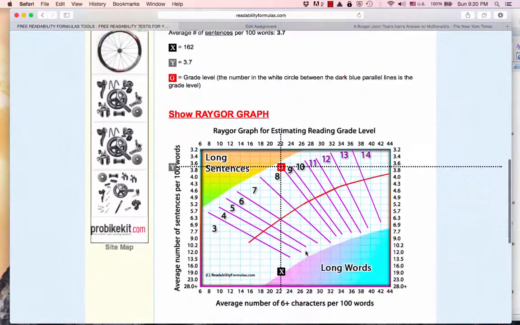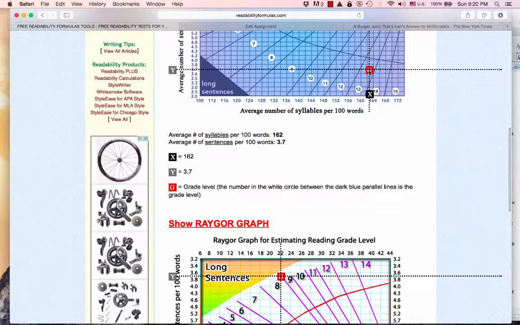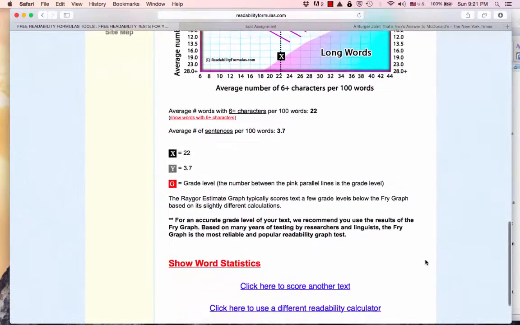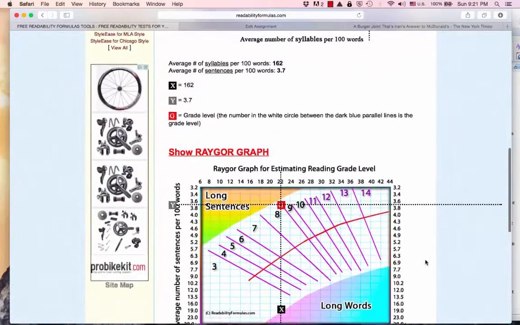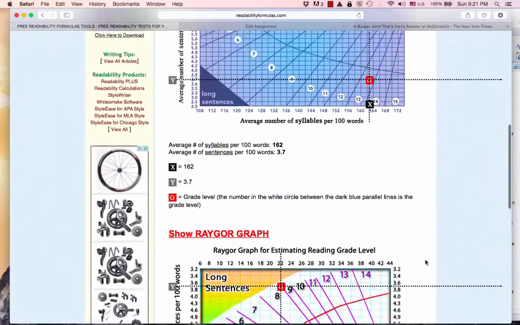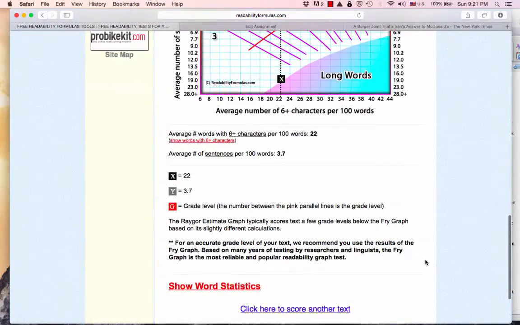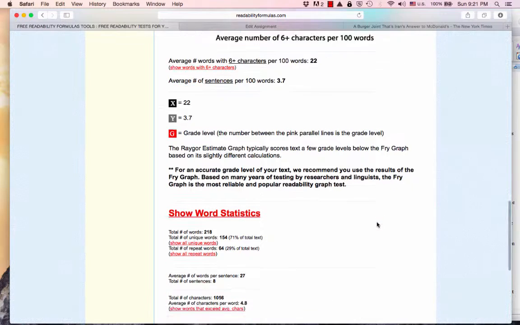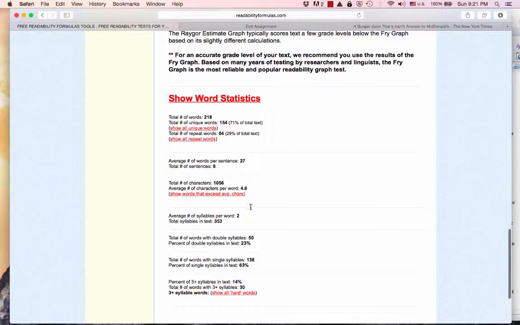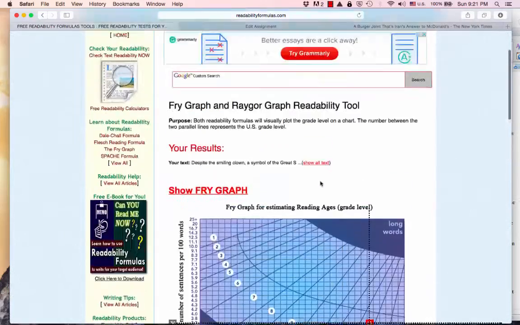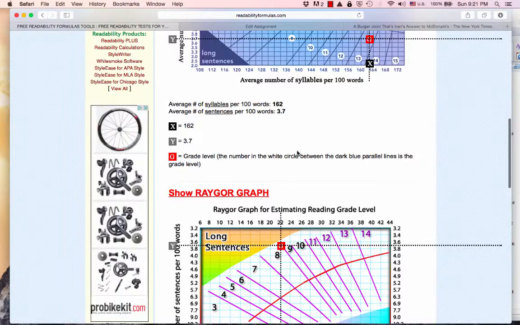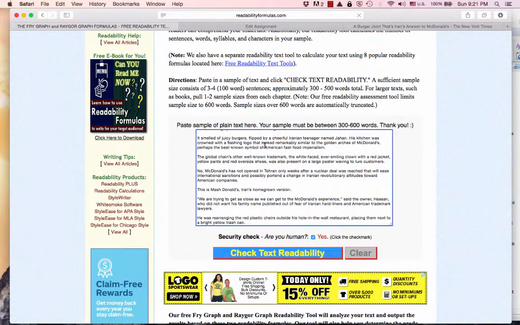When we look at the Raygor graph, you'll notice that we end up with a slightly different measure. So this one puts it between grades 13 and 14, and this one puts it between grades 8 and 9. I think what's important is that when you decide to use a readability scale, whichever one you choose to use, you at least are consistent. And then you see a whole bunch of other text characteristics here. So this is certainly one way of doing it, or actually two ways, Frey-Raygor, which often tend to be used together.